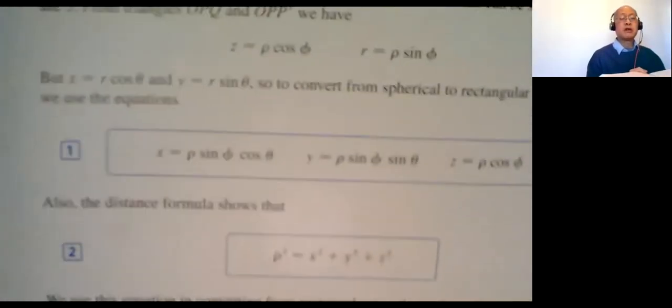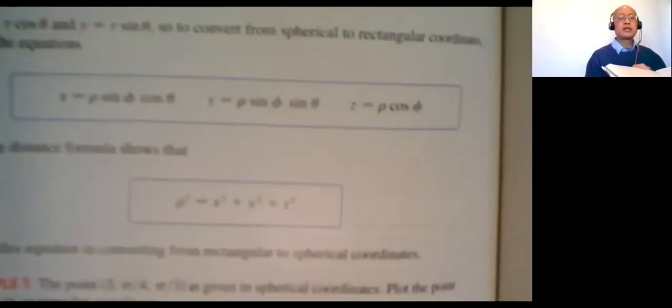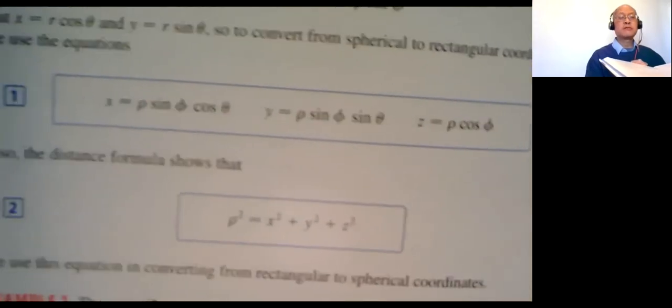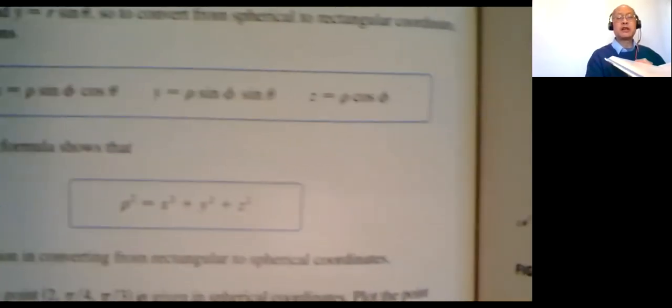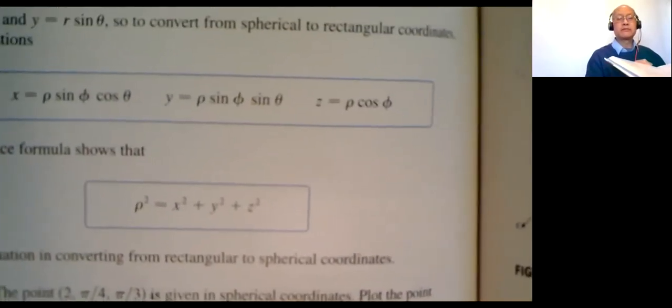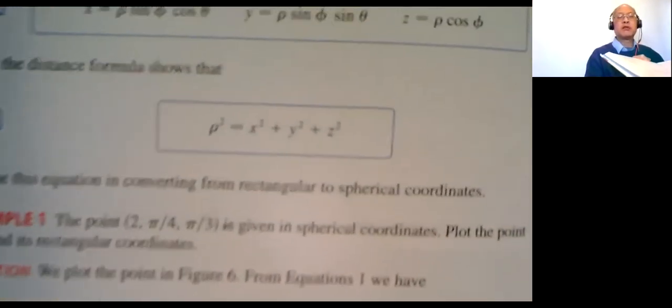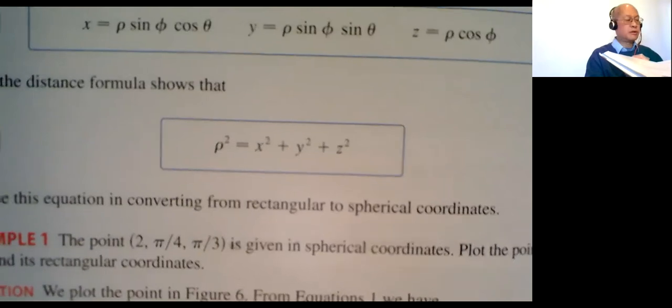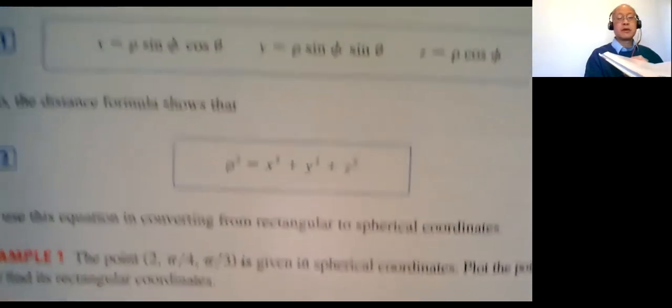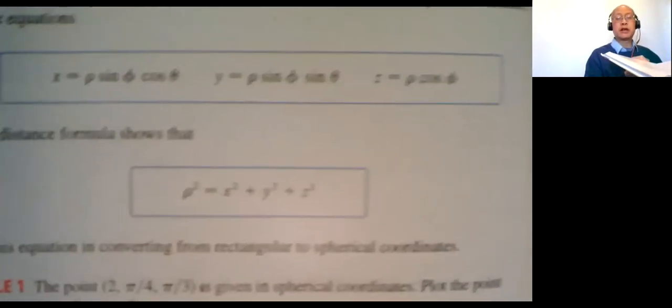In a nutshell, box 1, put that in your next cheat sheet, page 1046. X is rho sine phi cosine theta. Y is rho sine phi sine theta. Z is rho cosine phi. And you can see from the three-dimensional Pythagorean theorem, rho squared equals x squared plus y squared plus z squared. So box 1 and box 2, put in your next cheat sheet.